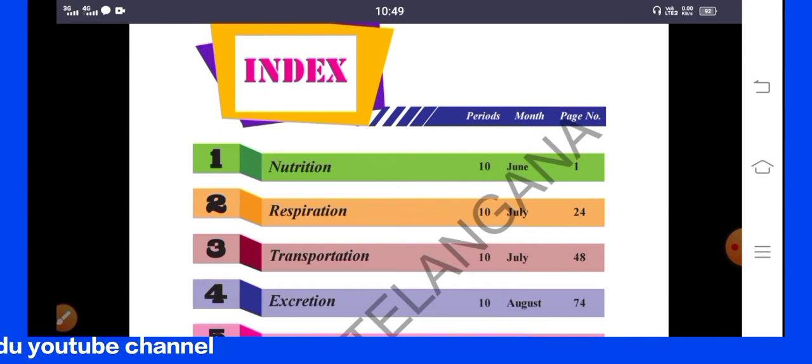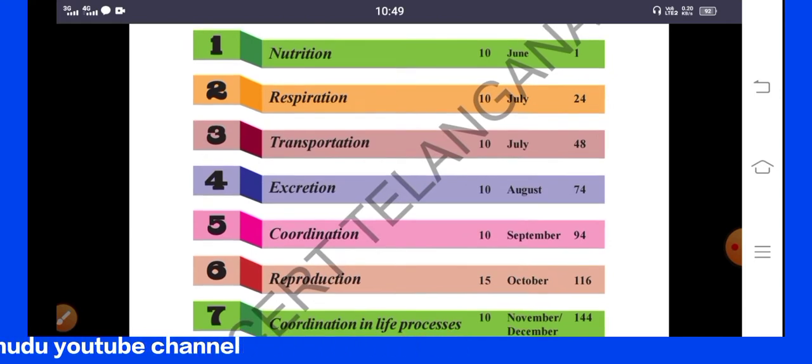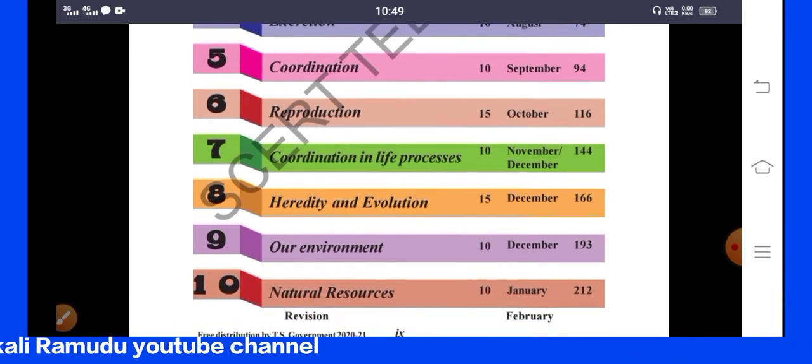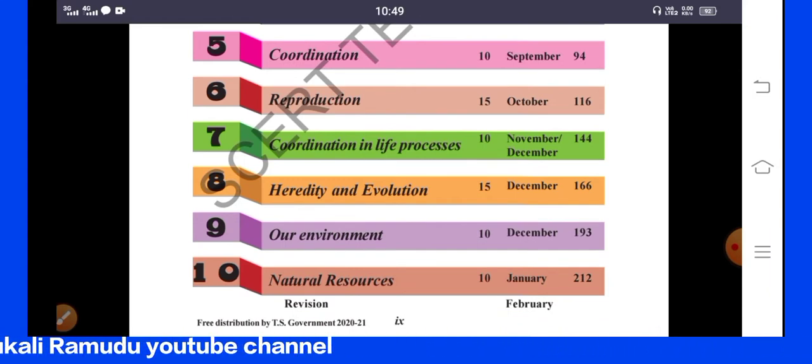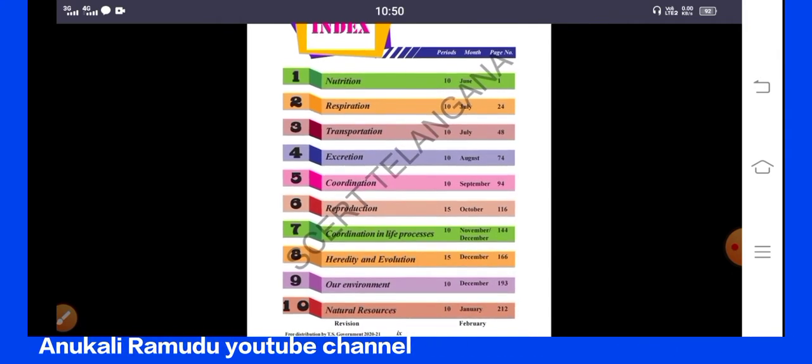Second chapter, respiration. Third chapter, transportation. Fourth chapter, excretion. Fifth chapter, coordination. Sixth chapter, reproduction. Seventh chapter, coordination in life process, eighth, heredity and evolution, ninth, our environment, tenth, natural resources. So now we have a total of 10 chapters of 10th class biology.